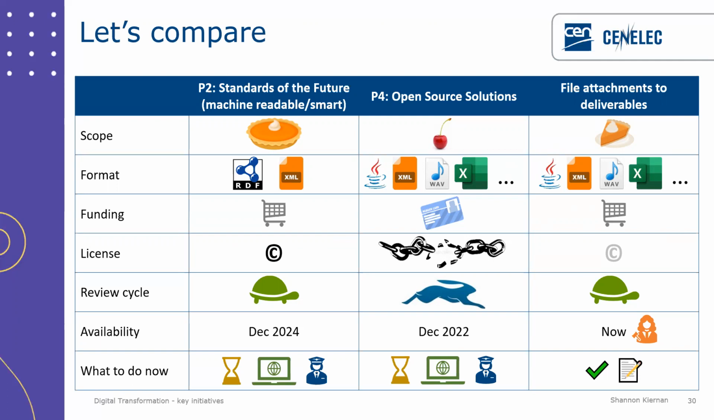In terms of funding, for standards of the future and file attachments to deliverables, this is part of the standard. You purchase it for money at the time of buying the standard. Open source solutions is completely different because, as I mentioned, it's published under an open source license and downloaded for free. So how do we get money for it? How do we fund our activities?